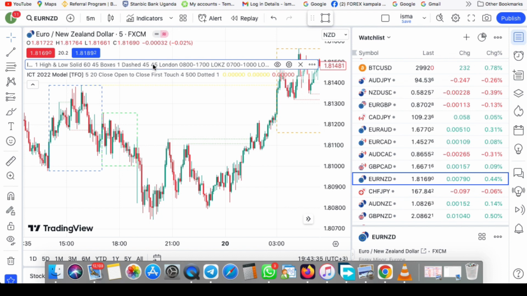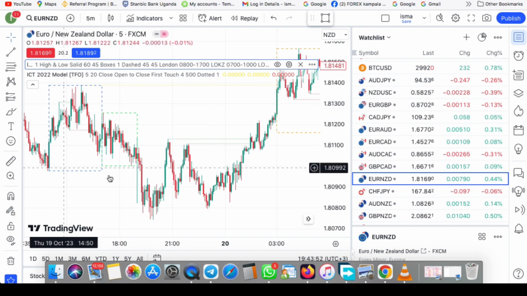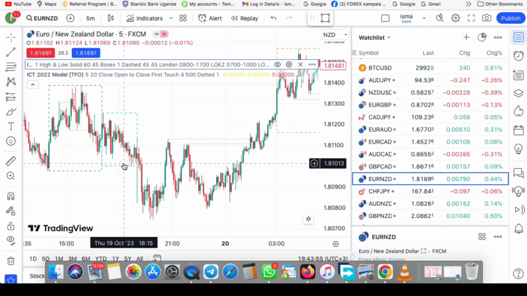For those that watched the video, we have the Asian range Q zone. We have the London Q zone. We have the New York Q zone, and then we have the London close Q zone. They are basically 4. So each one of these Q zones is actually dotted or within a rectangular box.